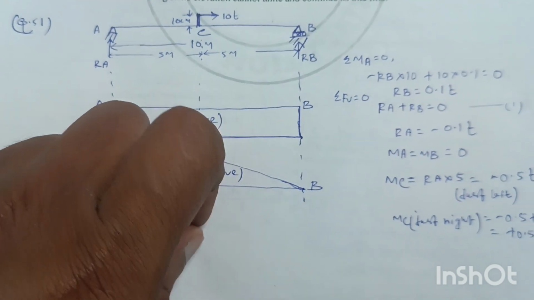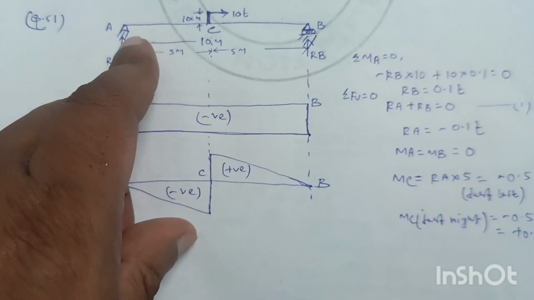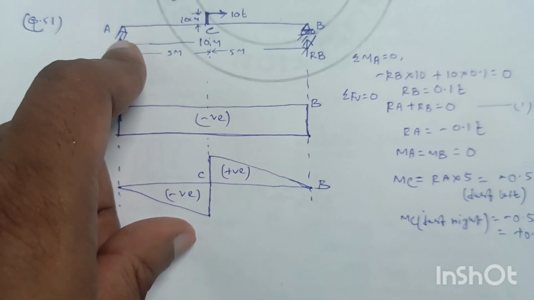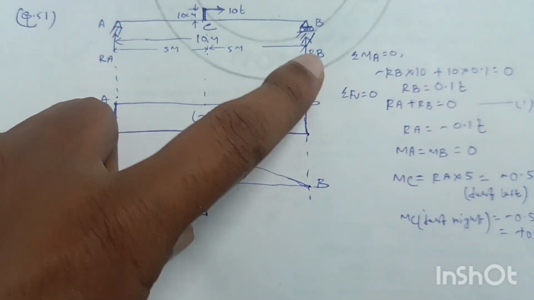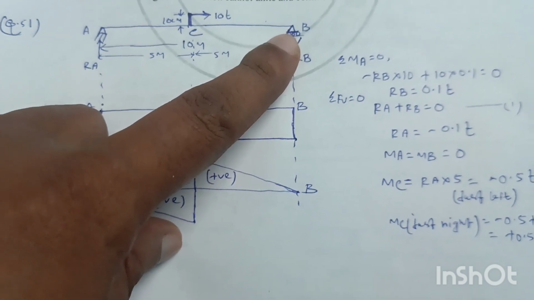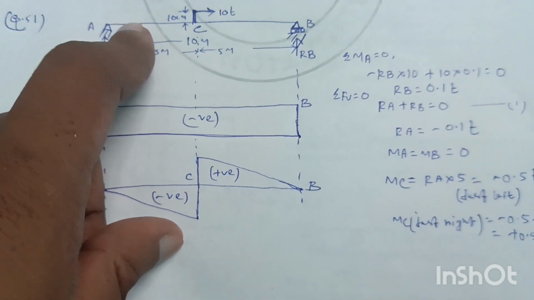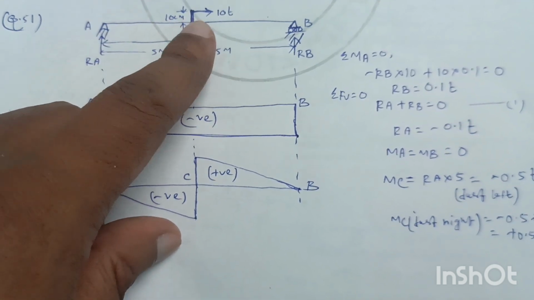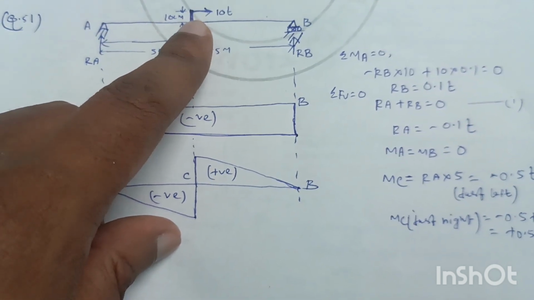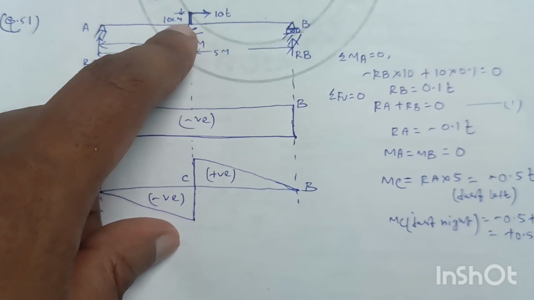Now moment. As this is a simply supported beam, the moment at support end A will be 0 and at support end B will be 0, because support A is a hinge support and a hinge support cannot take moment, and support B is a roller support, which also cannot take moment. So both moments at A and B will be equal to 0. Now all the moment will be calculated at this point C.